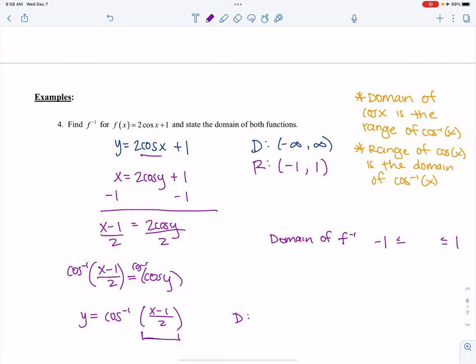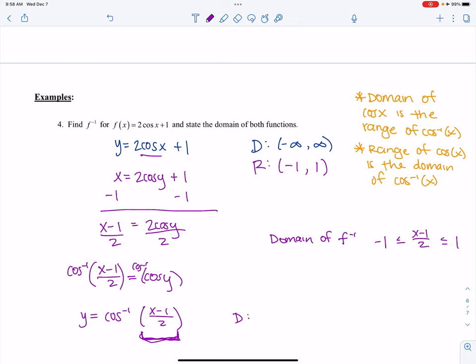But remember, we have a lot of stuff happening inside of our cosine inverse. What do we have happening in there? We have an (x minus 1) over 2 happening in there. So what we need to do is find out what values of x we are allowed to plug in so that this stays in between -1 and +1.